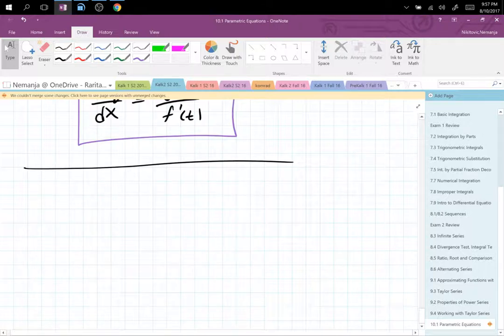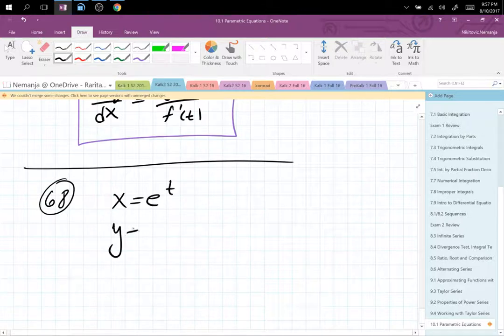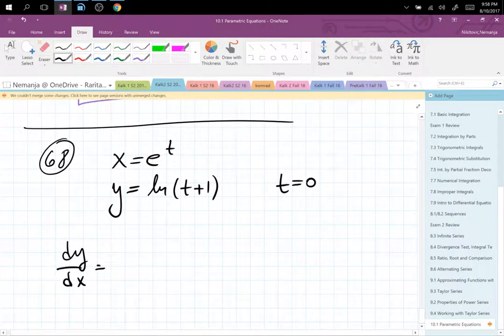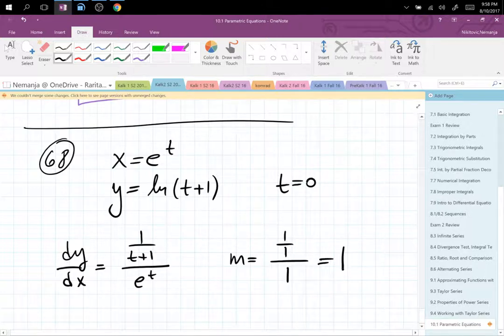Example is going to be 68. x equals e to the t, y equals ln of t plus 1, and we want to find the tangent line at t equals 0. So dy/dx is the derivative of the y function, which is 1 over t plus 1, divided by the derivative of the x function, which is just e to the t. The slope of the tangent line is the derivative computed at t equals 0, which is 1 over 1, which is 1.